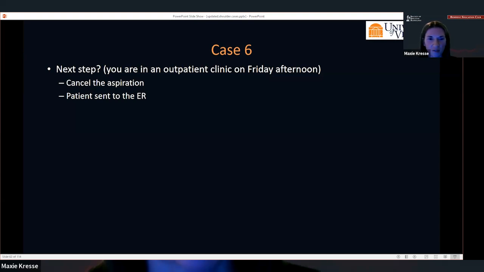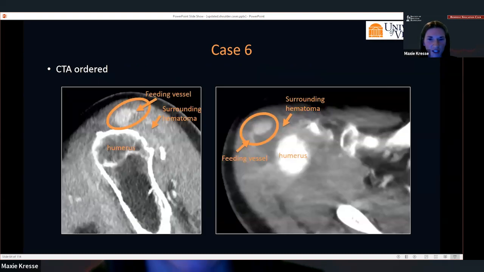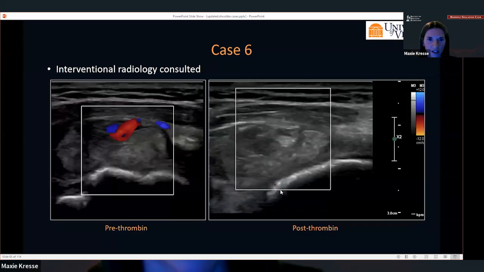Next, we did send the patient to the ER, and somebody actually already mentioned it here, but the ER likes to get CTs. So first, we got a CTA. They get the same findings as on the ultrasound. Here's the humerus. Here's your feeding vessel. Here's the sac, hematoma around it. Interventional radiology: here's your pre with that same feeding vessel, sac, pre-thrombin, post-thrombin, no more color flow.